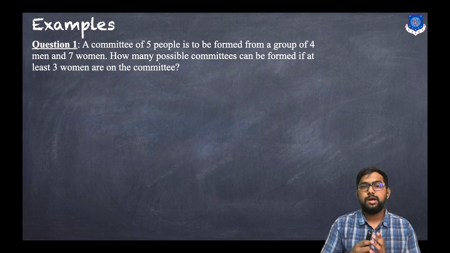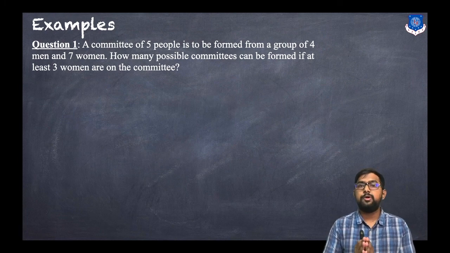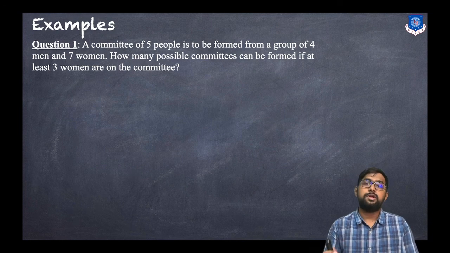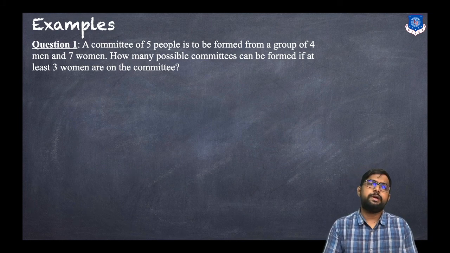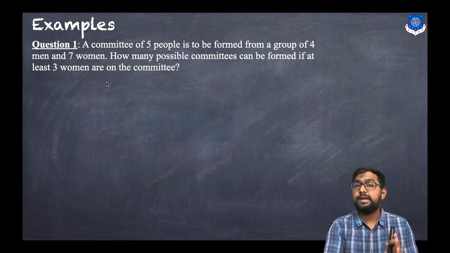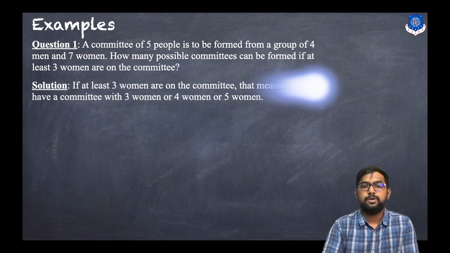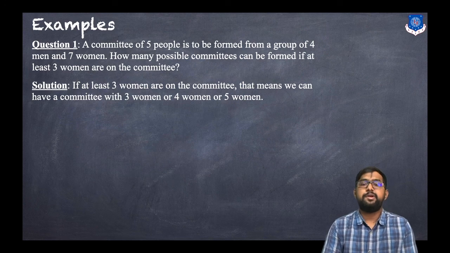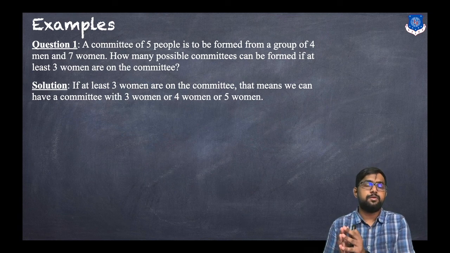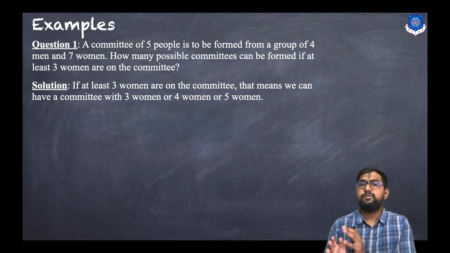The question is: a committee of 5 people is to be formed from a group of 4 men and 7 women. How many possible committees can be formed if at least 3 women are on the committee? So we have to form a committee of 5 people from a group of 4 men and 7 women, and the condition is that there has to be at least 3 women on the committee. That means we can have a committee with 3 women, 4 women or 5 women. So either it can be 3 or 4 or 5.